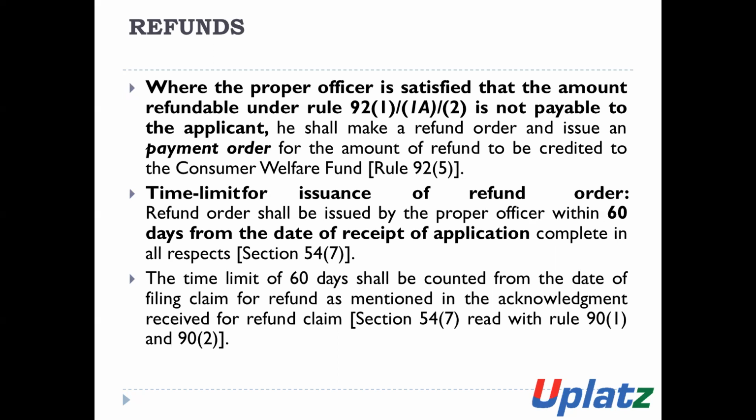Where the proper officer is satisfied that the amount which is refundable under Rule 92, Sub-rule 1, Sub-rule 1A and Sub-rule 2 is not payable to the applicant, if on the basis of verification it was found that the refundable amount is not payable to the applicant, in such case he shall make a refund order and issue a payment order for the payment of such refund, and such amount of the refund will be credited by the proper officer to the consumer welfare fund.